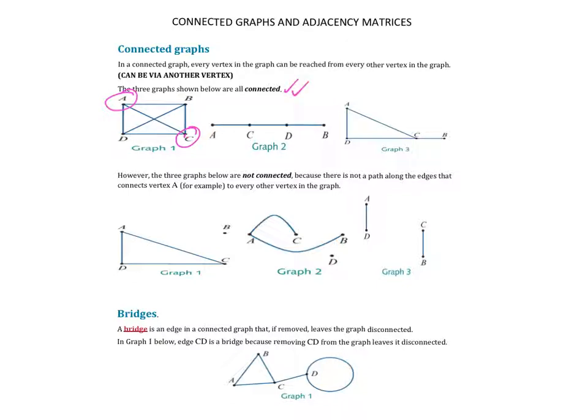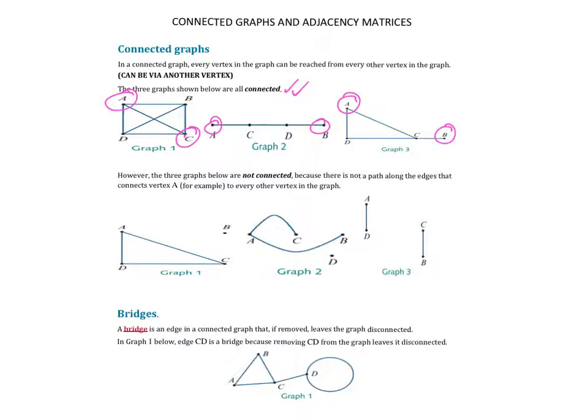Same thing for the next one. I can go from A right down to B. Yes, I have to go through C and D, but that's okay. I don't take my pencil off the network or the graph in order to get there, so therefore it is connected. And the last one. Here, if I wanted to go from A to B, can I? Yes, I can. I can't go directly, but I can get there without taking my pencil off the paper, and so that is why that is connected.